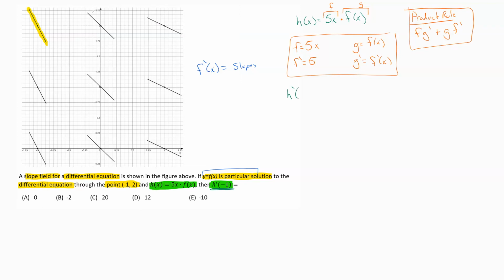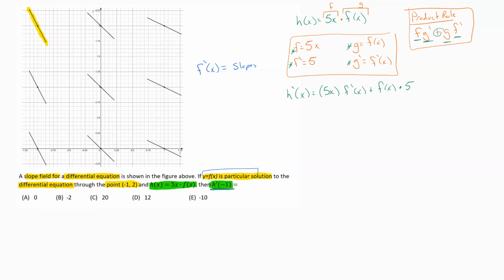So we want h prime of x is going to equal, the rule says first go grab the F piece. So I go grab 5x. Then I'm going to go grab the G prime, which is f prime of x. Then I get a plus from my rule, then go grab that G piece, which is f of x, and then multiply that by F prime, which is 5.